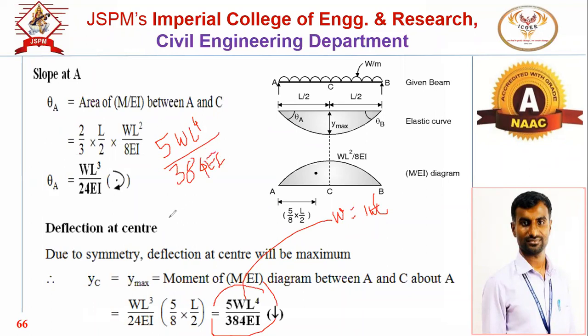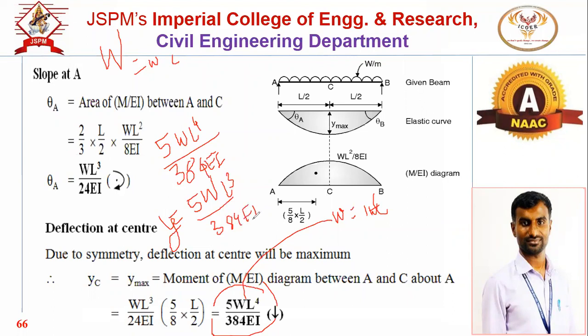So what will change here? We have to write down this formula for total load. That total load is what? Intensity of UDL into the span. What will change then? 5WL cube divided by 384 EI. Very good. Correct.